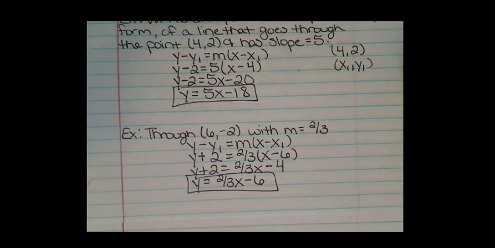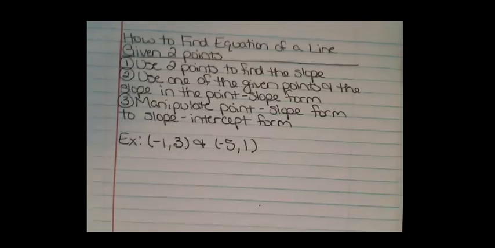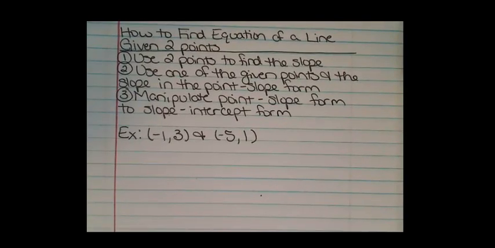So now we know how to find the equation of a line if we're given a point and the slope. We know how to find the equation of a line just given the picture. But there's one other instance where we might need to find the equation of a line, and that's if we're given just 2 points. So, how to find the equation of a line given 2 points.